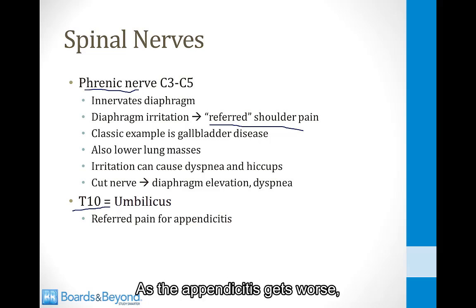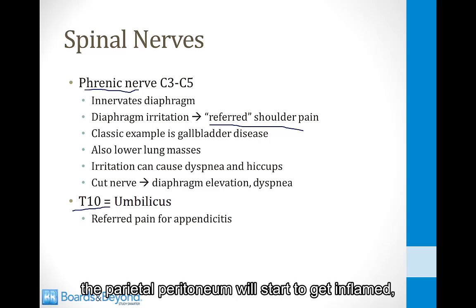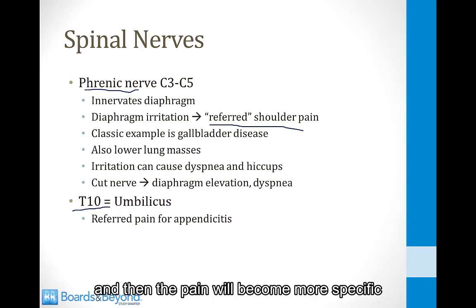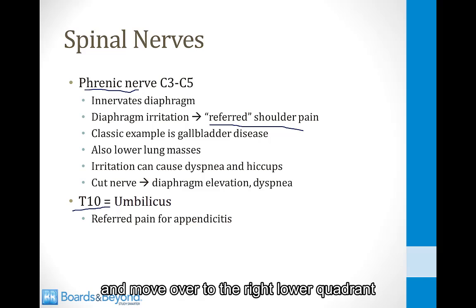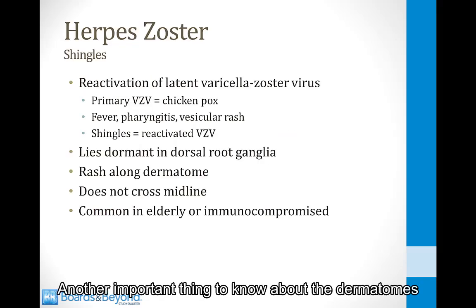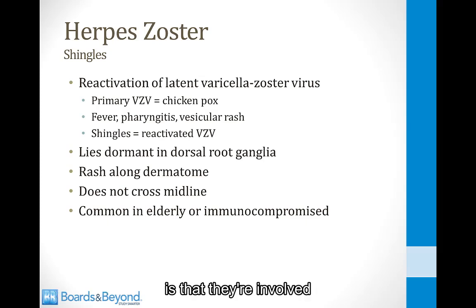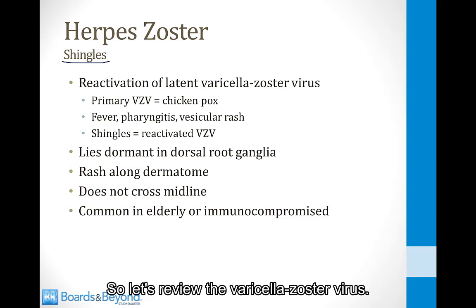As the appendicitis gets worse, the parietal peritoneum will start to get inflamed, and then the pain will become more specific and move over to the right lower quadrant where the appendix is. Another important thing to know about the dermatomes is that they are involved in the pathology of herpes zoster, which is also called shingles. So let's review the varicella zoster virus.